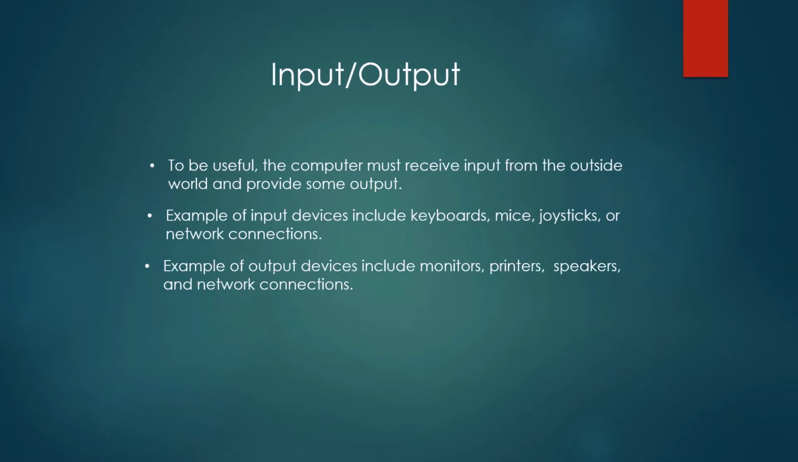To be useful, the computer must receive input from the outside world and provide some output. Examples of input devices include keyboards, mice, joysticks, or network connections. In saying network connections, I really mean other computers, because that's what we're going to on the network. And examples of output devices include monitors, printers, speakers, and once again, network connections connecting to other computers.